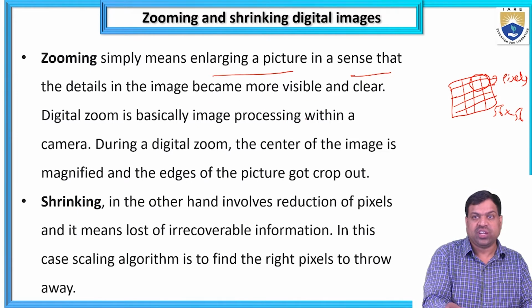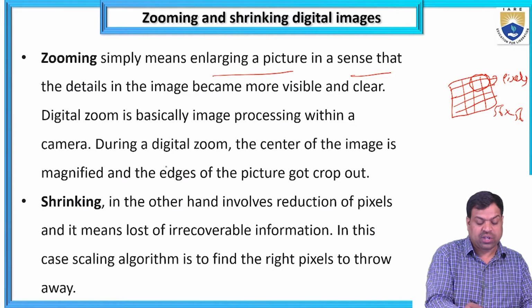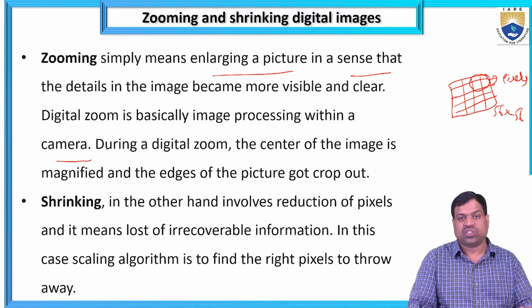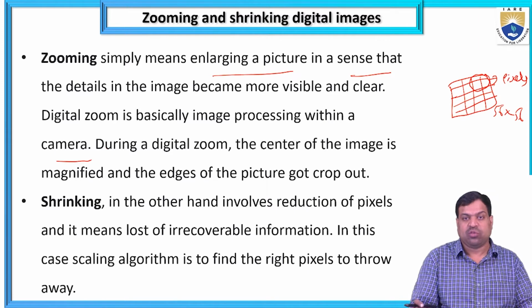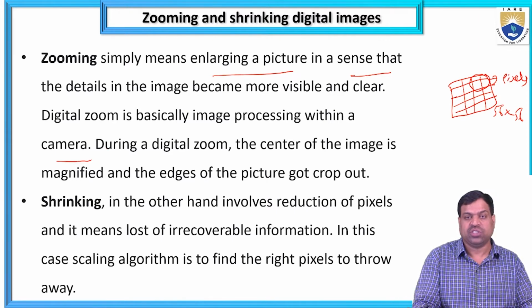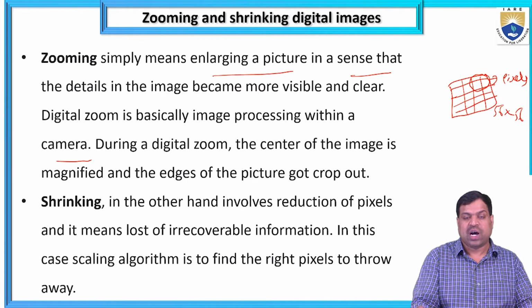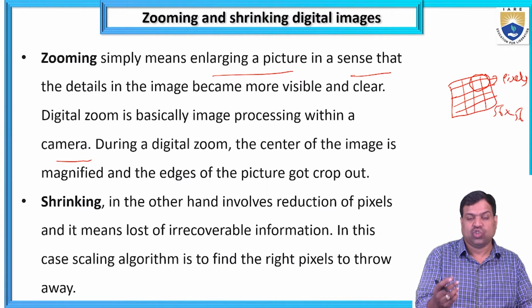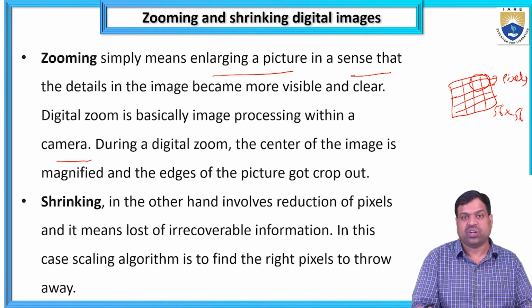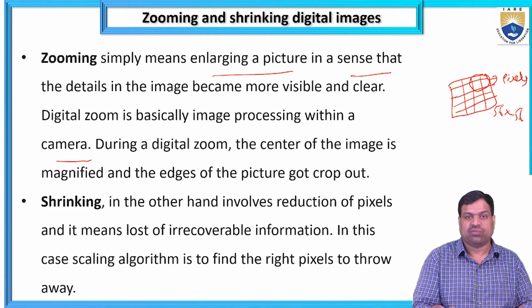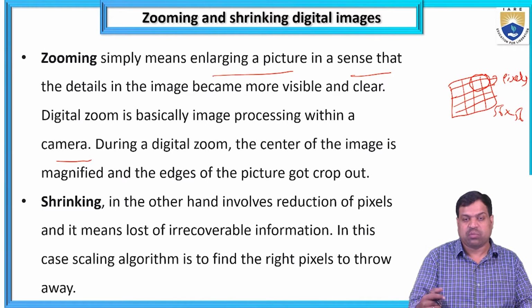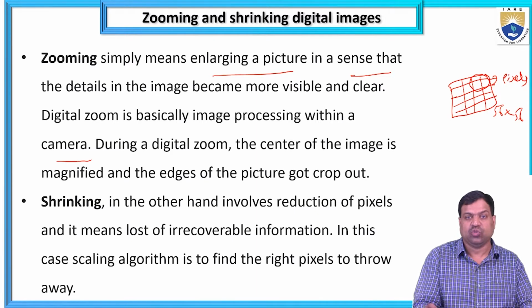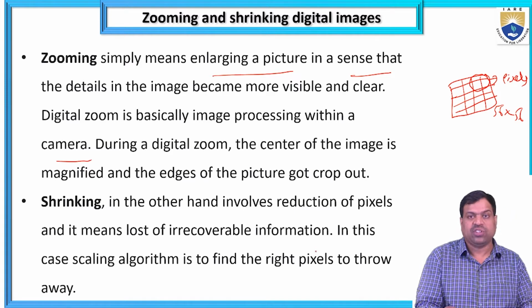Digital zoom is basically image processing within a camera. In the camera we have two options. Suppose I take a normal image and then apply the zooming on the original image. That is one technique. Otherwise, I apply the zoom in the camera, in the sensors of the digital camera, and then take the picture. That is another technique. So there are two ways of zooming: in the camera, or after getting the picture.